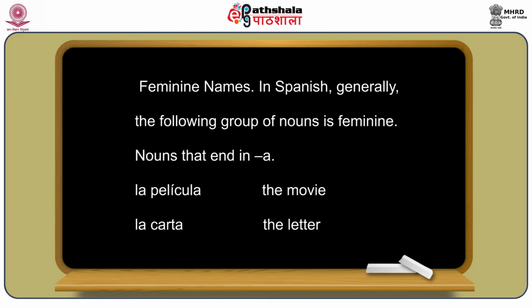This is all about masculine nouns. Let's now see what the feminine nouns are in Spanish. They are the following groups.